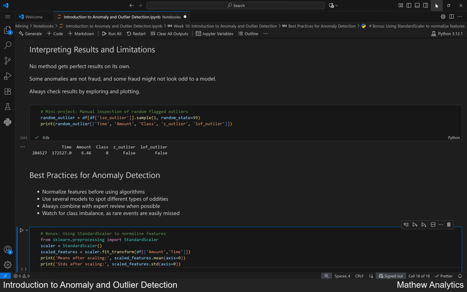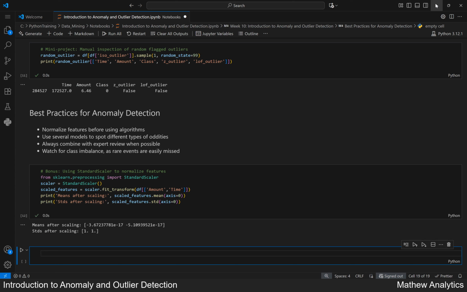Running the cell now. This output confirms that the amount and time features have been properly normalized, with means near 0 and standard deviations exactly 1. Normalizing ensures features contribute equally to anomaly detection models, preventing bias due to scale differences. This step is crucial for improving model reliability when spotting rare anomalies across varied data ranges. Practice: try using scaled features in isolation forest.